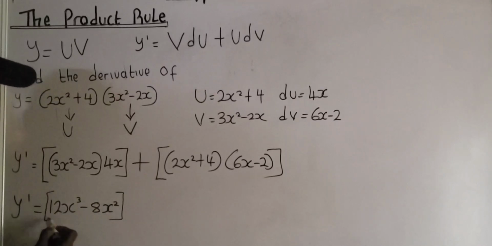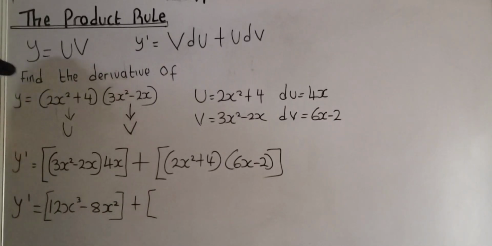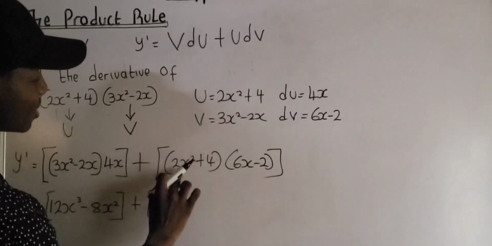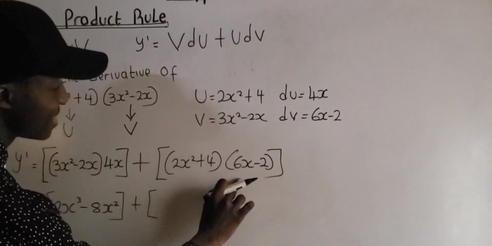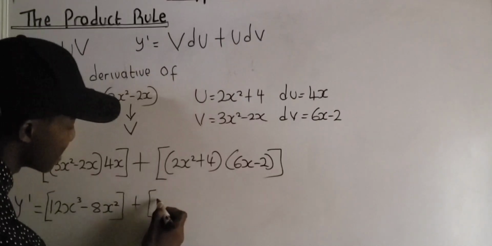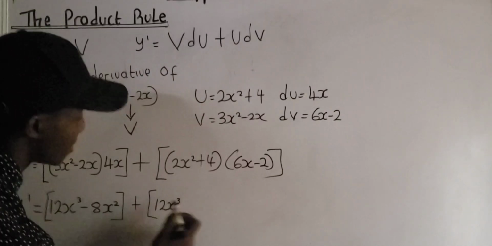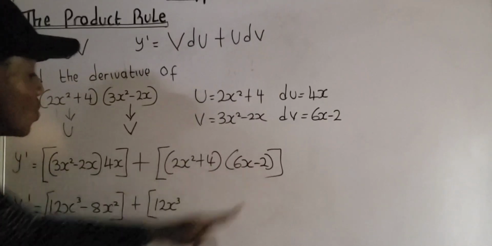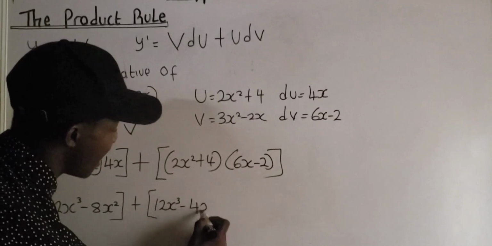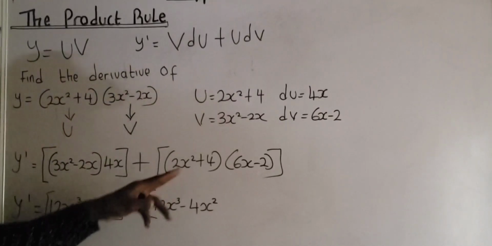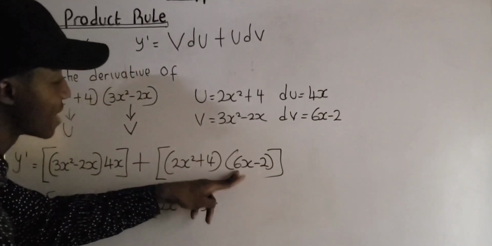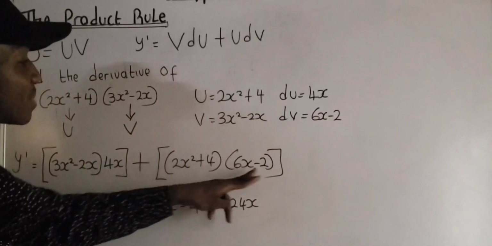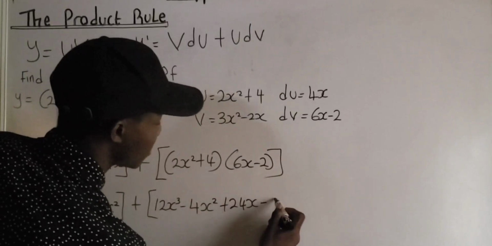Let me just put this in brackets, okay? Plus, okay, let us open this bracket, okay? 2x squared multiplied by 6x, that is 12x raised to the power of 3. 2x squared multiplied by minus 2, that is minus 4x raised to the power of 2. 4 multiplied by 6x, that is plus 24x. 4 multiplied by minus 2, that is minus 8.